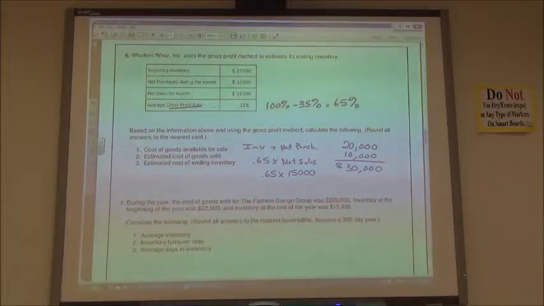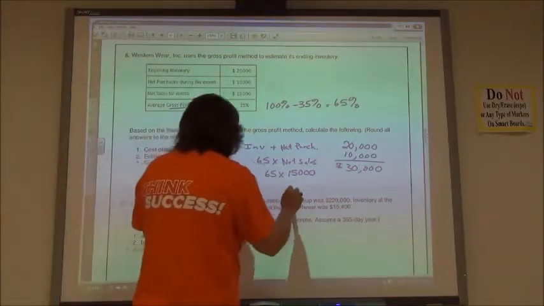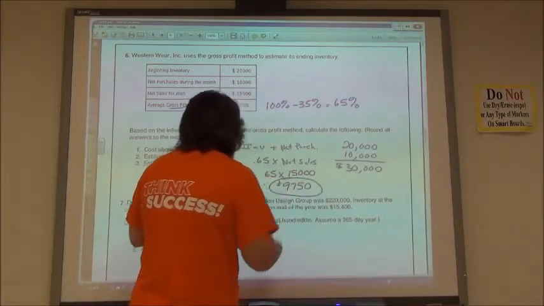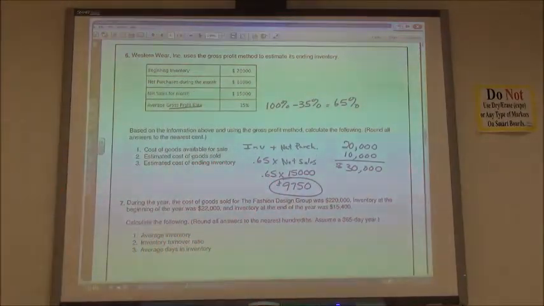0.65 times 15,000 gives us $9,750. So our estimated cost of our goods sold, $9,750.